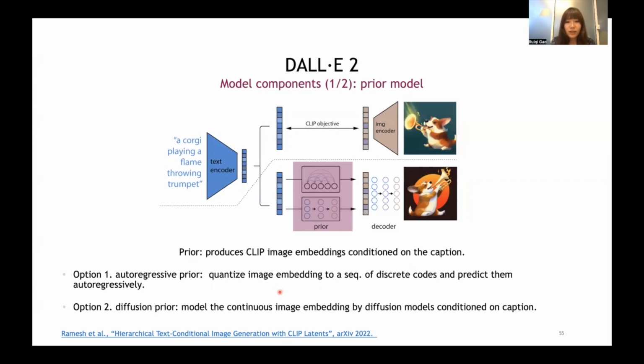And a bit more detail on the model architecture of the prior and the decoder models. For the prior, the paper tries two options. The first one is the autoregressive prior, where they quantize the image embedding to a sequence of discrete codes and predict them autoregressively. And the second option is to model the prior by diffusion models, where they directly train diffusion models based on the continuous image embedding, as well as the caption input. And the paper shows that the second option gives better performance.